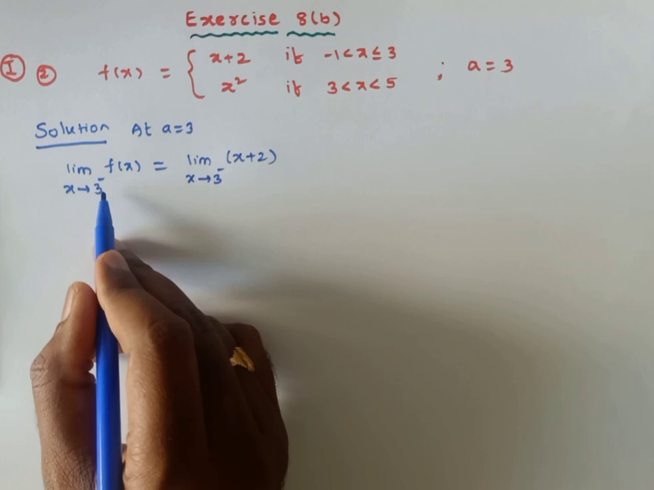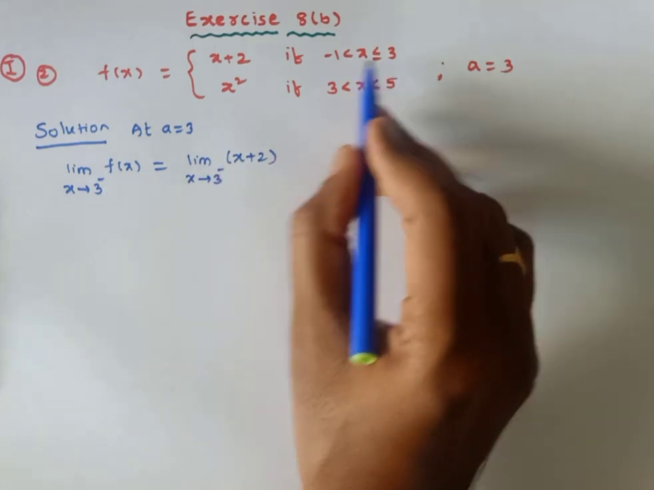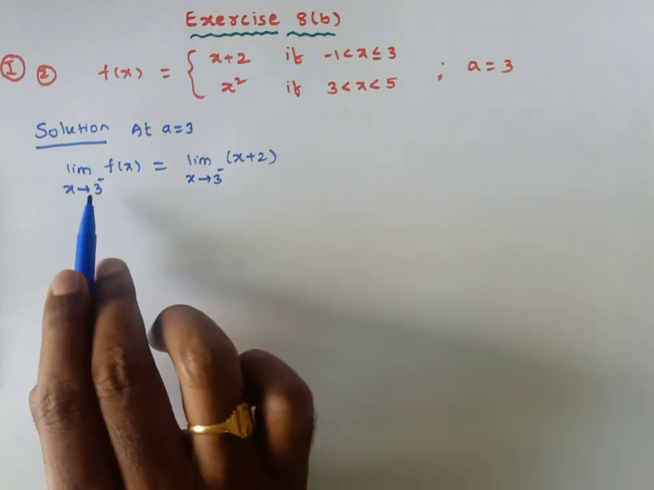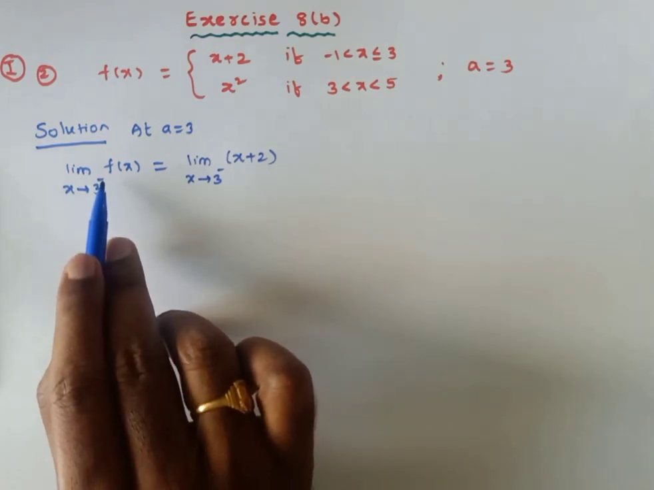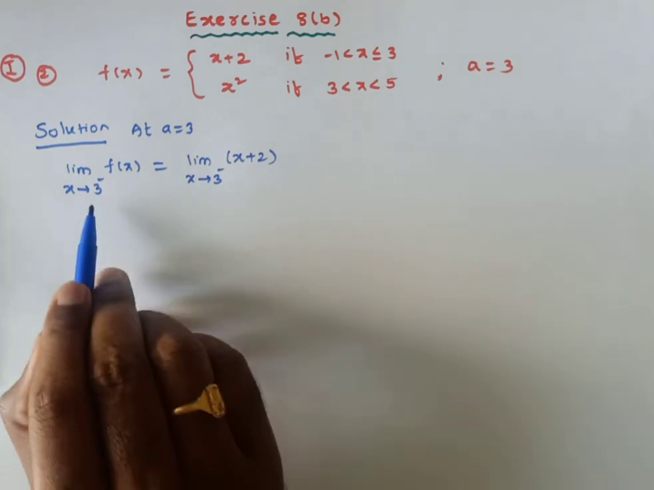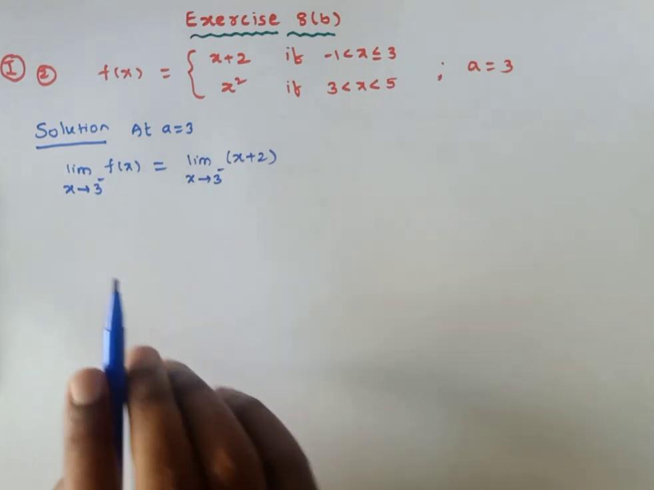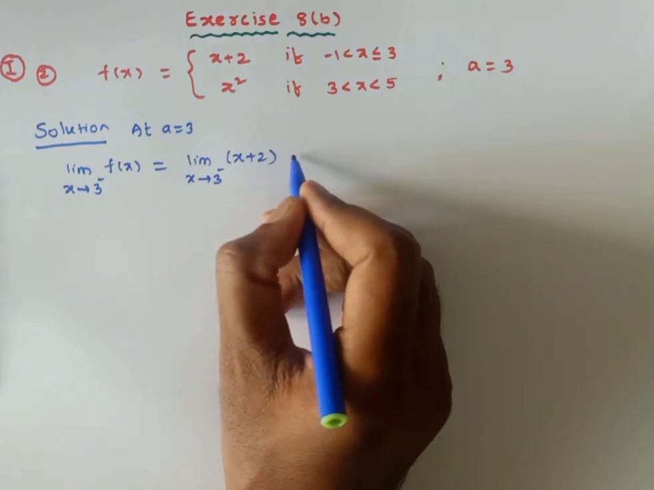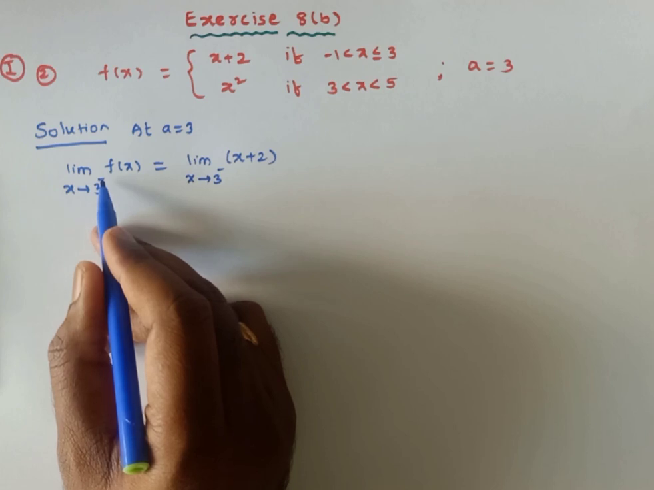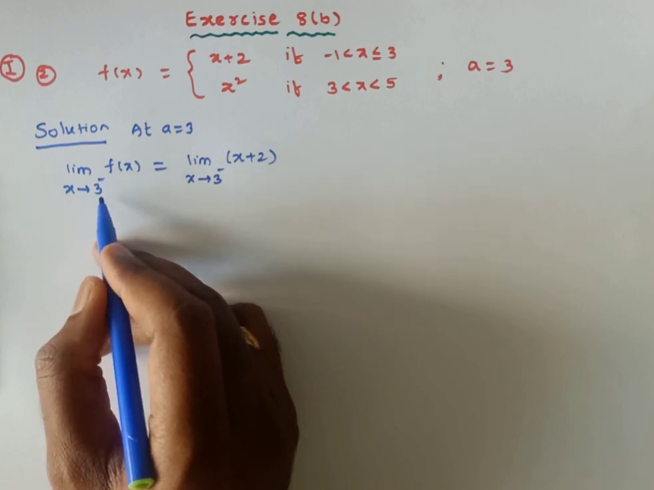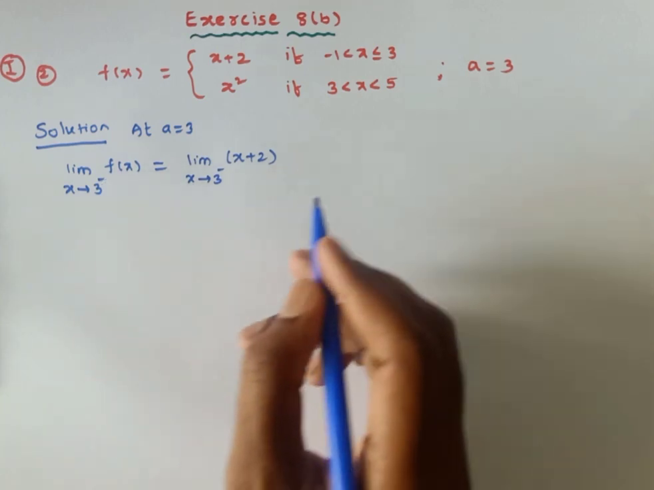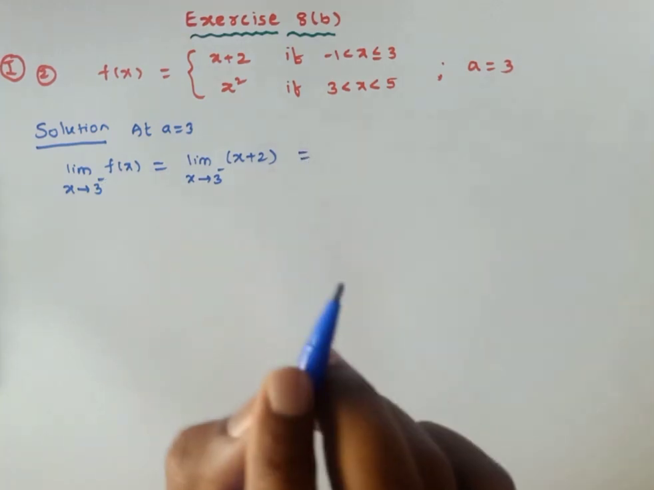X 3 minus is nothing but less than 3. So choose the function that is defined for less than 3. We cannot choose any function we like. So here x goes to 3 power minus indicates a little bit less than this number, not the sign. I am repeating again and again: the power sign indicates little bit less for minus, and little bit more for plus.